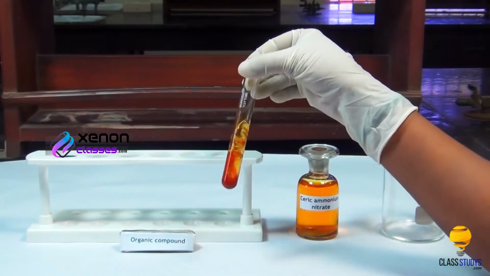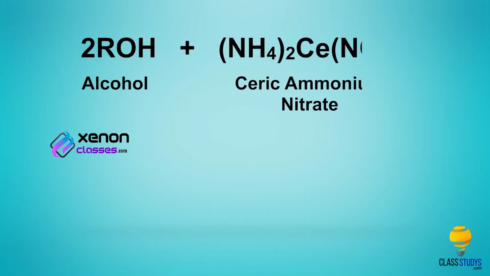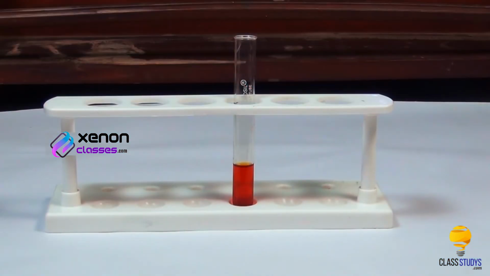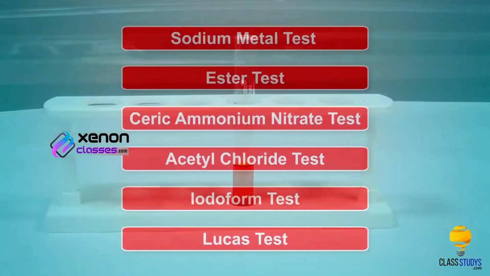Shake the test tube well. Alcohol reacts with ceric ammonium nitrate to give a red coloration due to the formation of alkoxycerium(IV) complex.